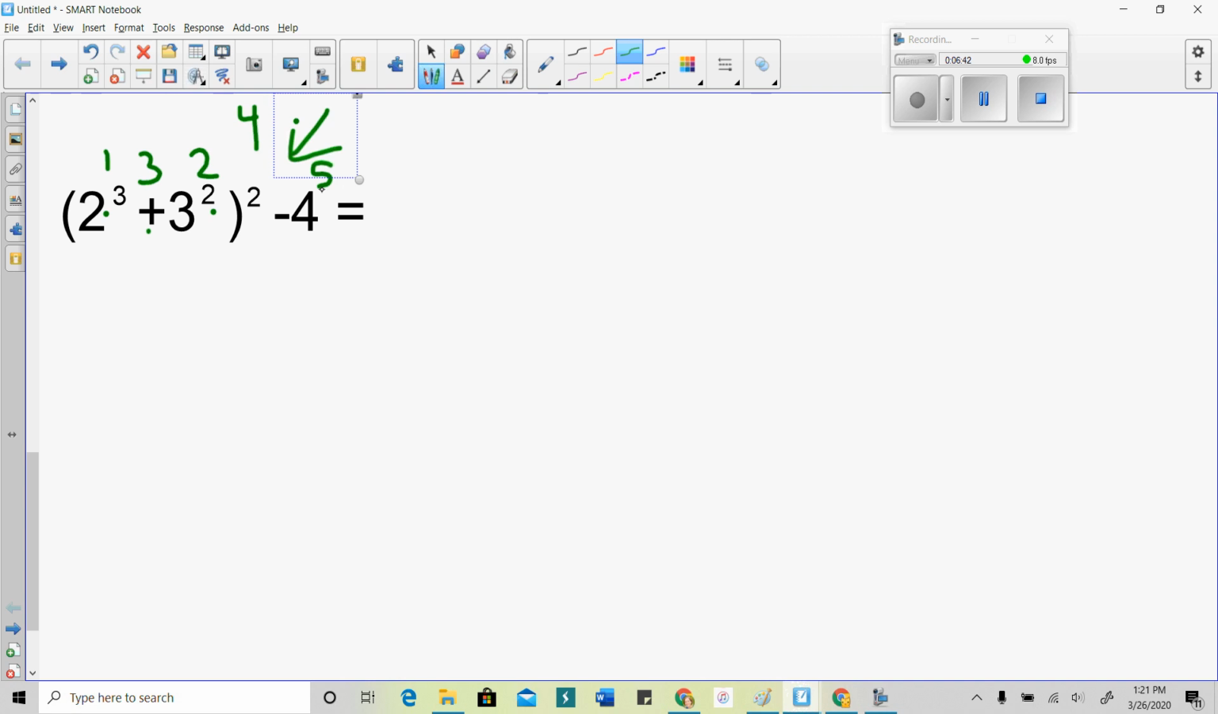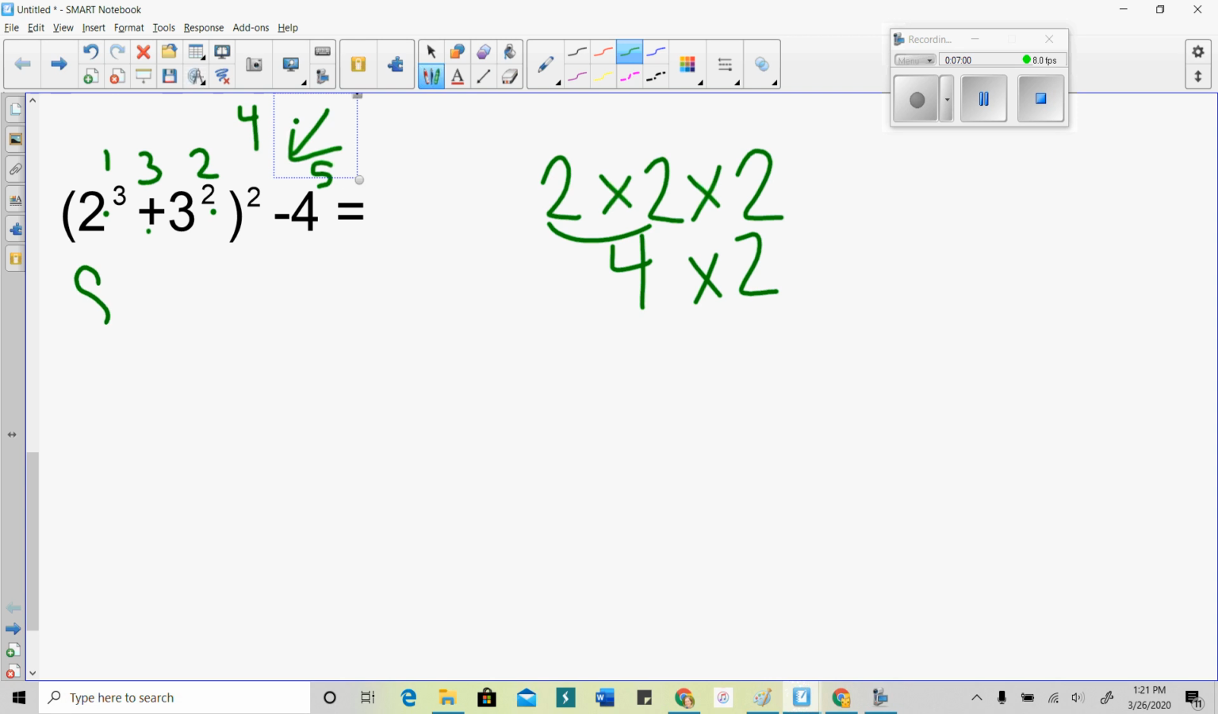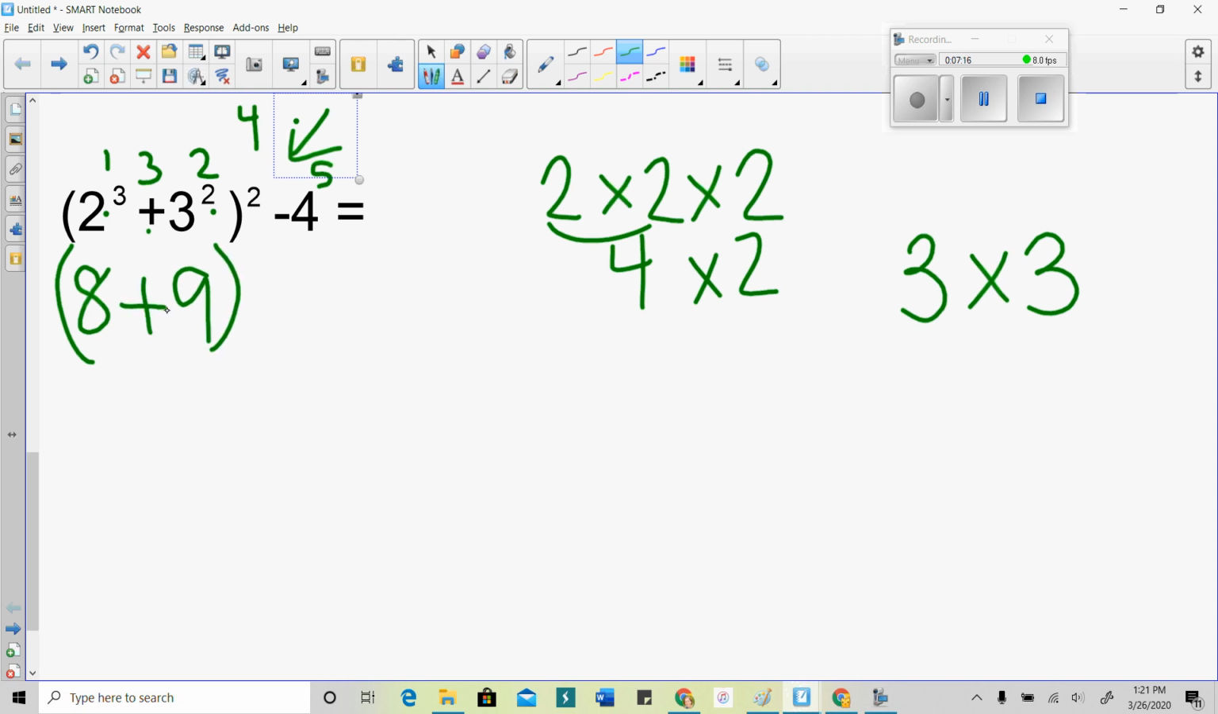So we're going to start doing all of these steps here. So 2 to the 3rd power means 2 is going to be written down 3 times with a times sign in between. So it's 2 times 2 times 2. So what's 2 times 2 is 4. 4 times 2 is 8. So I'd put an 8 right there and leave my parentheses. Now 3 squared means I'm going to put down the 3 2 times, and 3 times 3 is 9. Now I'm leaving my parentheses, I'm leaving my plus sign, I'm leaving the squared, I'm leaving the minus 4.